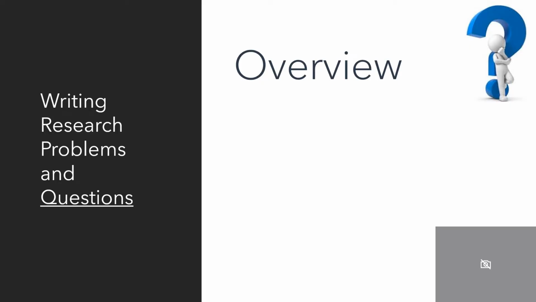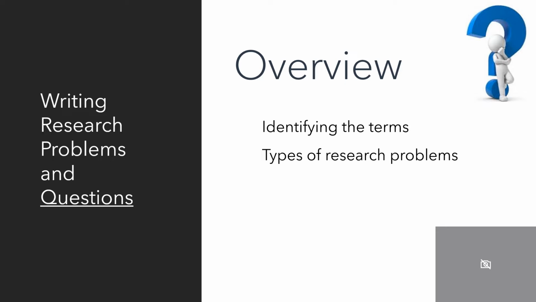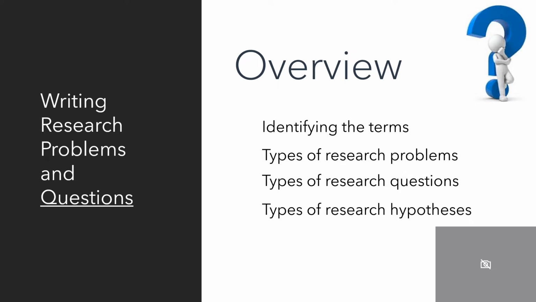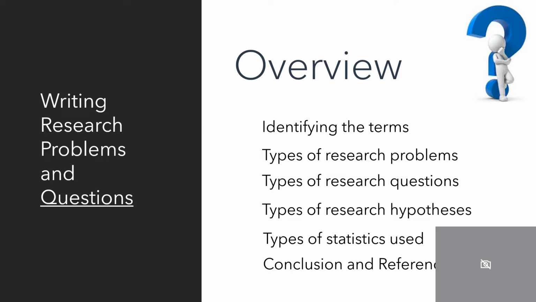In this presentation, we will identify the terms, look at types of research problems quantitative data can address, gain a better appreciation for how to formulate different types of research questions and a correlating research hypothesis, and learn how to choose the most appropriate type of statistical research to use in order to address the problem and answer the questions. The presentation will conclude with a review and references.